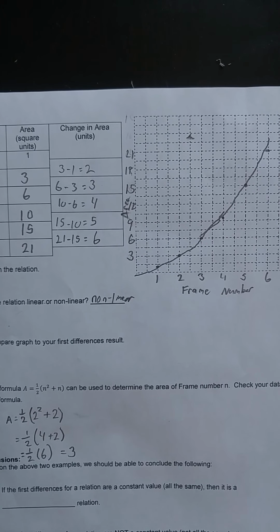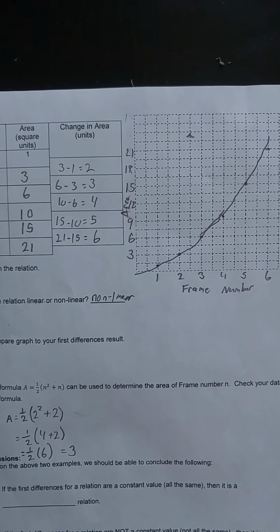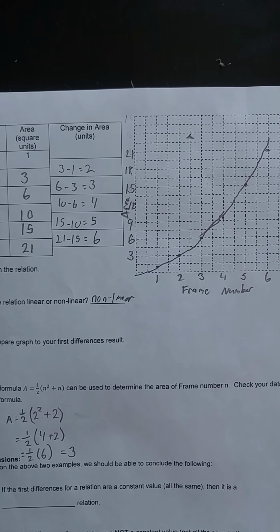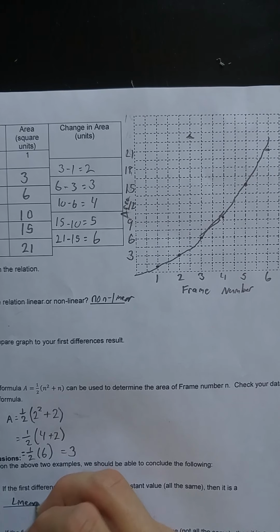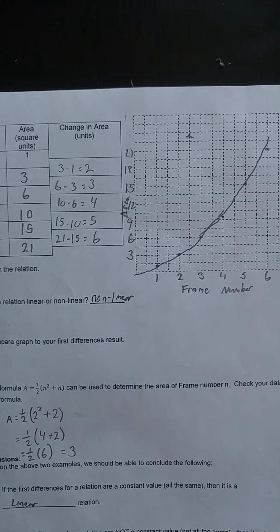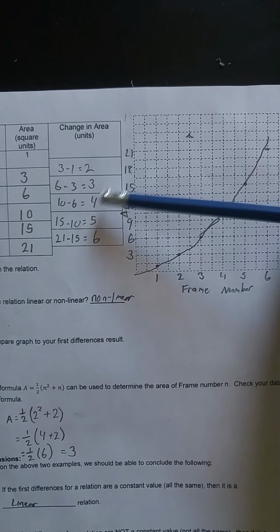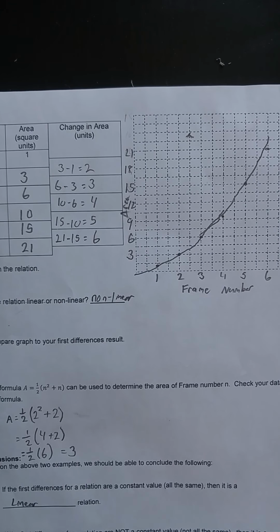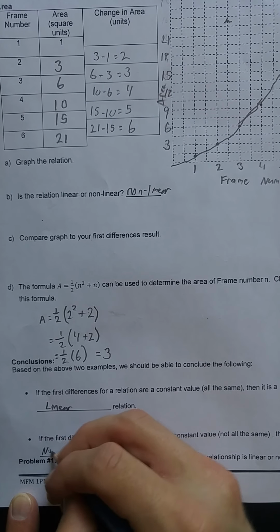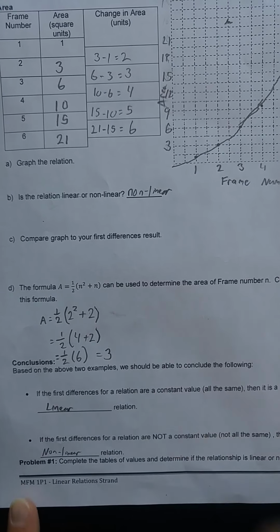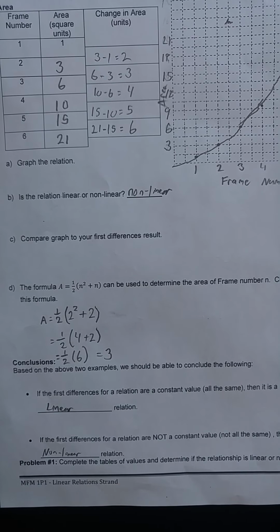Okay, so conclusions. Based on the above 2 examples, we should be able to conclude the following. If the first difference of our relations are constant, okay, so if it's the same, this is linear. If the first difference of the relations are not constant, not the same, so like our one up here, it's going to be, sorry, I'll move it up a bit, non-linear. Okay, hopefully that makes sense. Let's see, one more page for this.